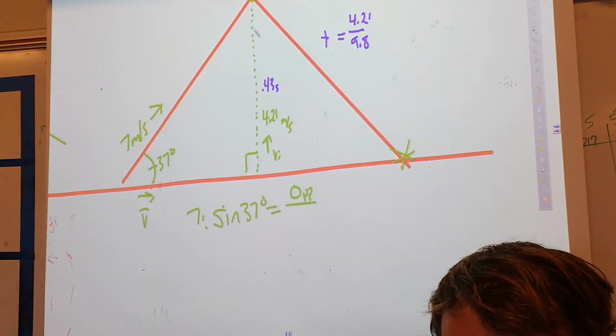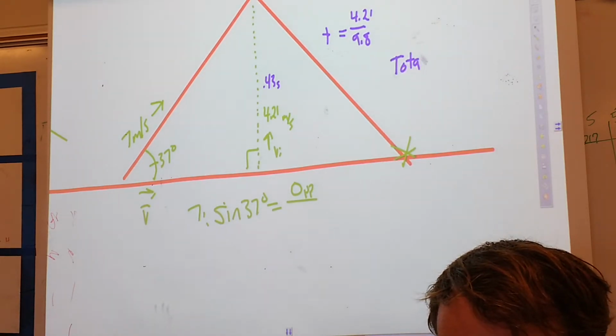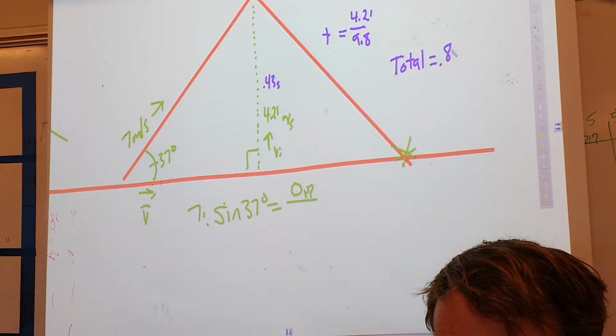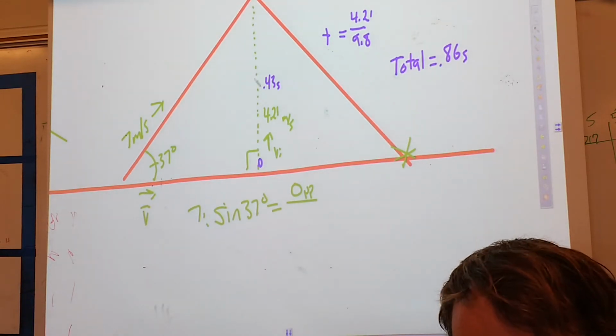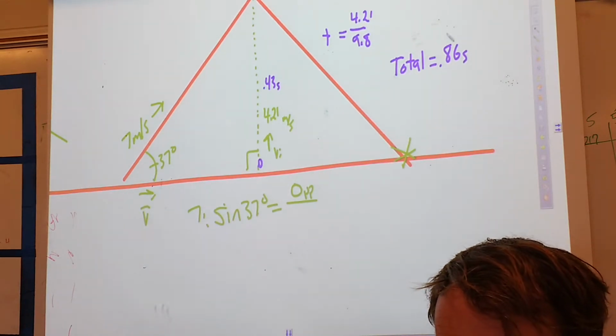Well, guess what? It's going to fall back down as well. So the total time in the air is equal to 0.86 seconds, because remember, this thing will go up and down. So the total flight time is 0.86 seconds.